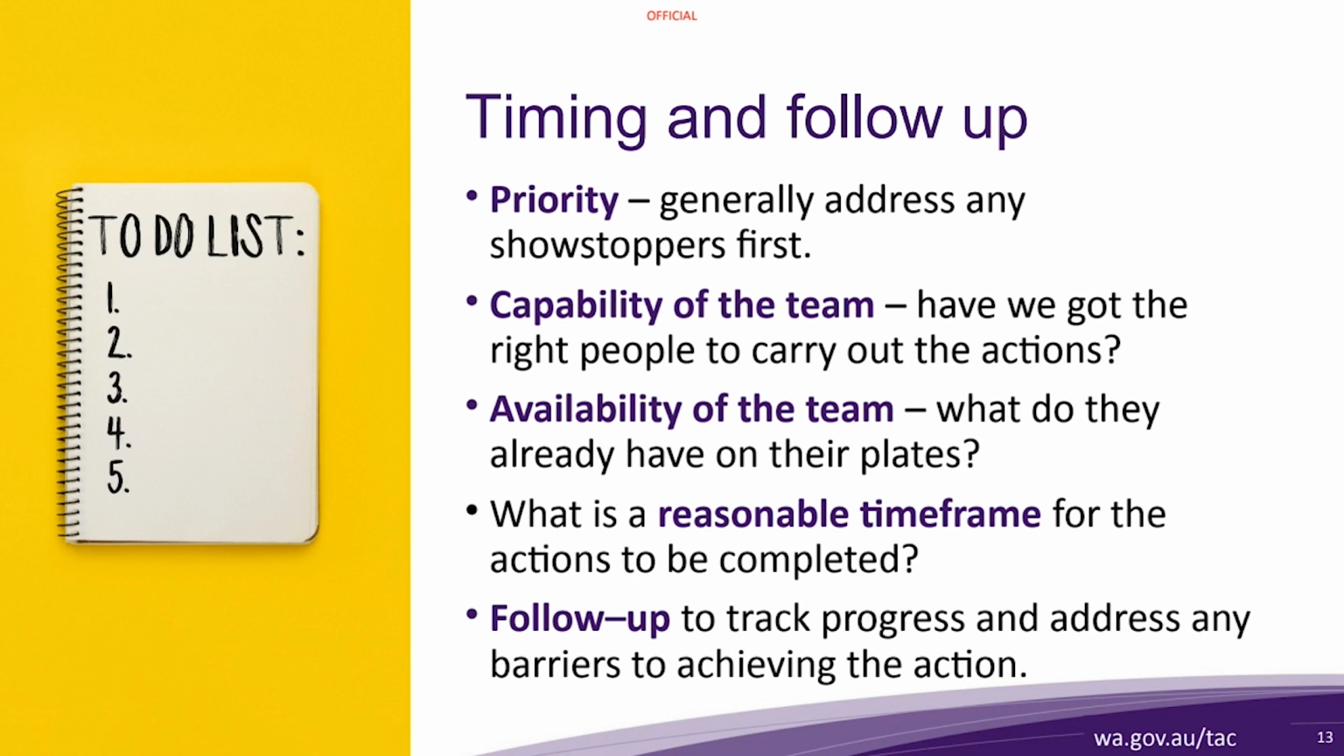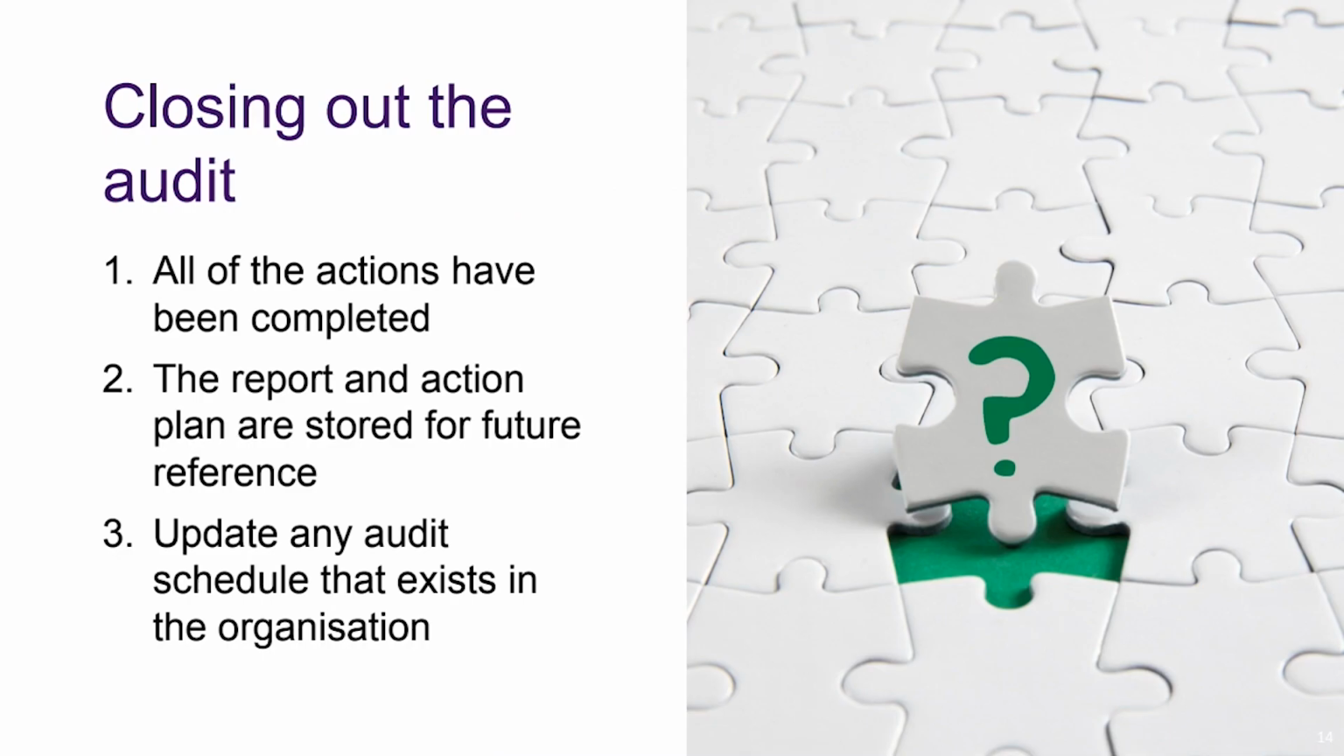So eventually you're going to get to a point where everything that is sitting on those action plans is actually being actioned. And this is a point that we would say we are ready to close out the audit. So this happens when all of the actions have been completed, been implemented. And there are a few important things for you to think about here. So firstly, store the audit report and the action plan for future reference.